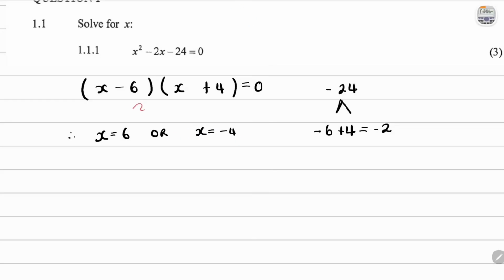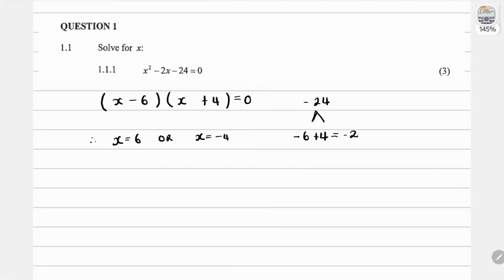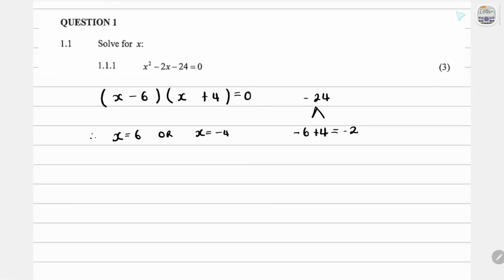And remember, the idea is that you have a number multiplied by another number and they give you 0. So it's either that the first number is equal to 0 or the second number is equal to 0. That is the only way we could multiply them and get 0. So those are our answers. Moving on to the next question.